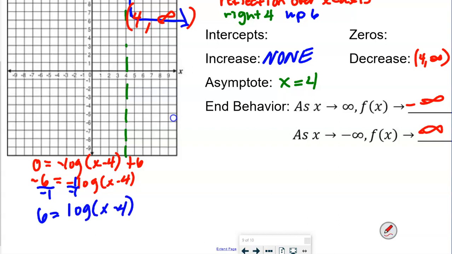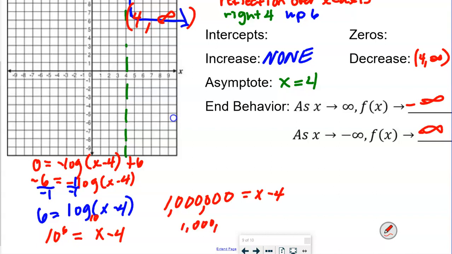Now, here's where you got to remember that we have a base of 10. So we're going to take 10 to the 6th and equal that to x minus 4. So that's going to be 10, that's 5, so I think that's going to be one more 0. 10 to the 6 right there, and then this is x minus 4. So this is going to be 1,000,004, because that was a minus 4, is equal to x. So when we talk about our intercept, it's going to be 1,000,004. Yes, that's way out there, y'all. Comma 0. And that's also going to be our zero. So x is going to be equal to 1,000,004. Okay?